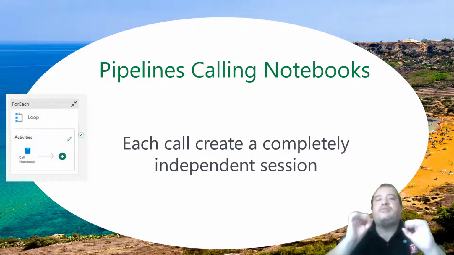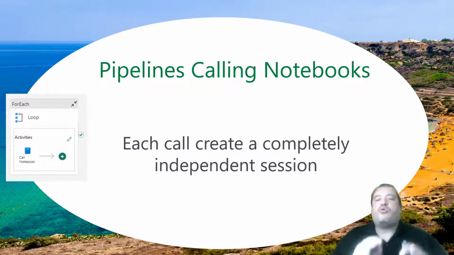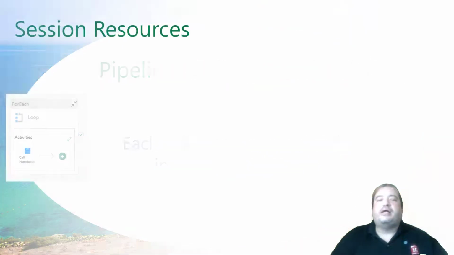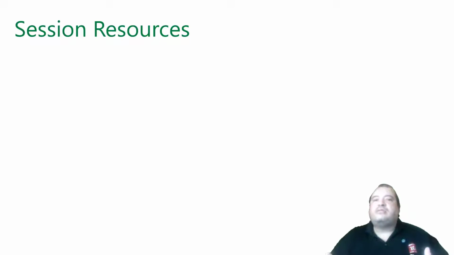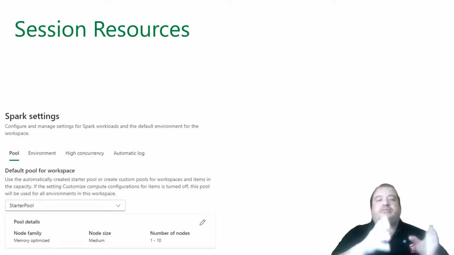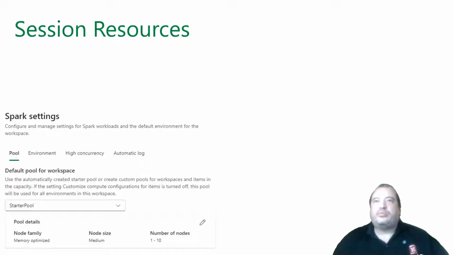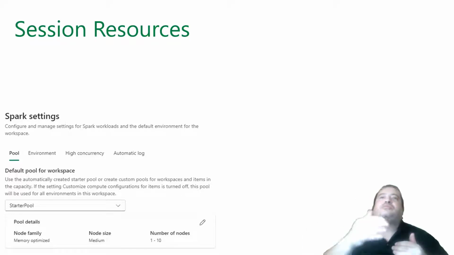The point is, if I use a pipeline, each call creates a completely independent session. In this way, I'll be consuming a lot of resources. How many resources does a session consume? This is configured in the workspace settings. On your workspace settings, you have the pool configuration. The default configuration is a starter pool, where the nodes have medium size and with a total of up to 10 nodes. These auto scale.